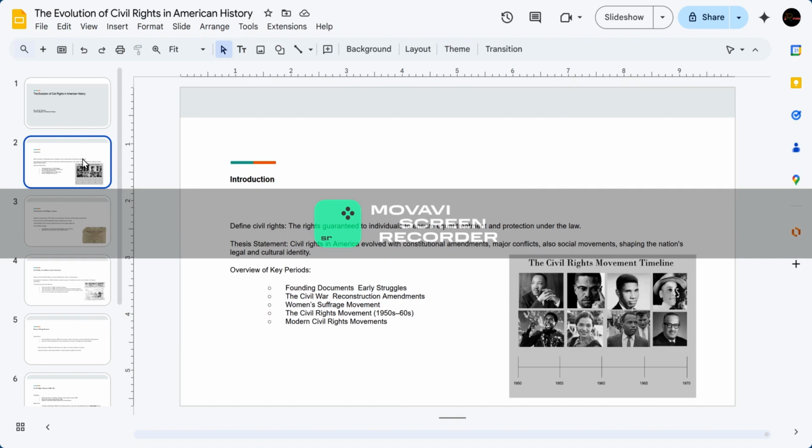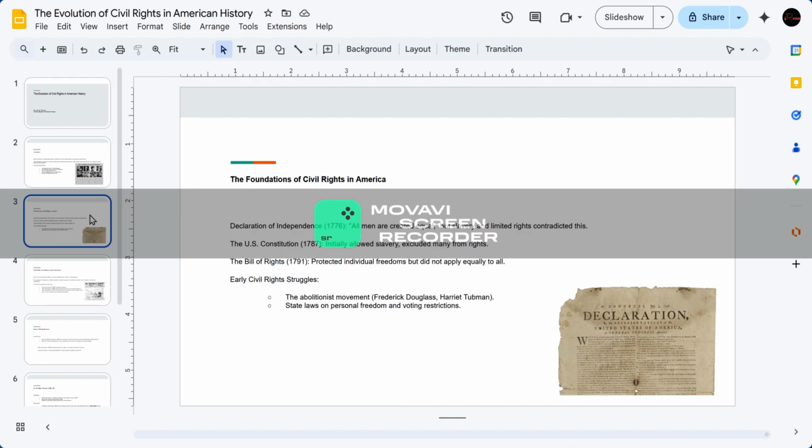I have a photo of a timeline of civil rights and the civil rights movements, and I have a couple bullet points over here that explain what I'm going to be doing and reviewing during these slides.